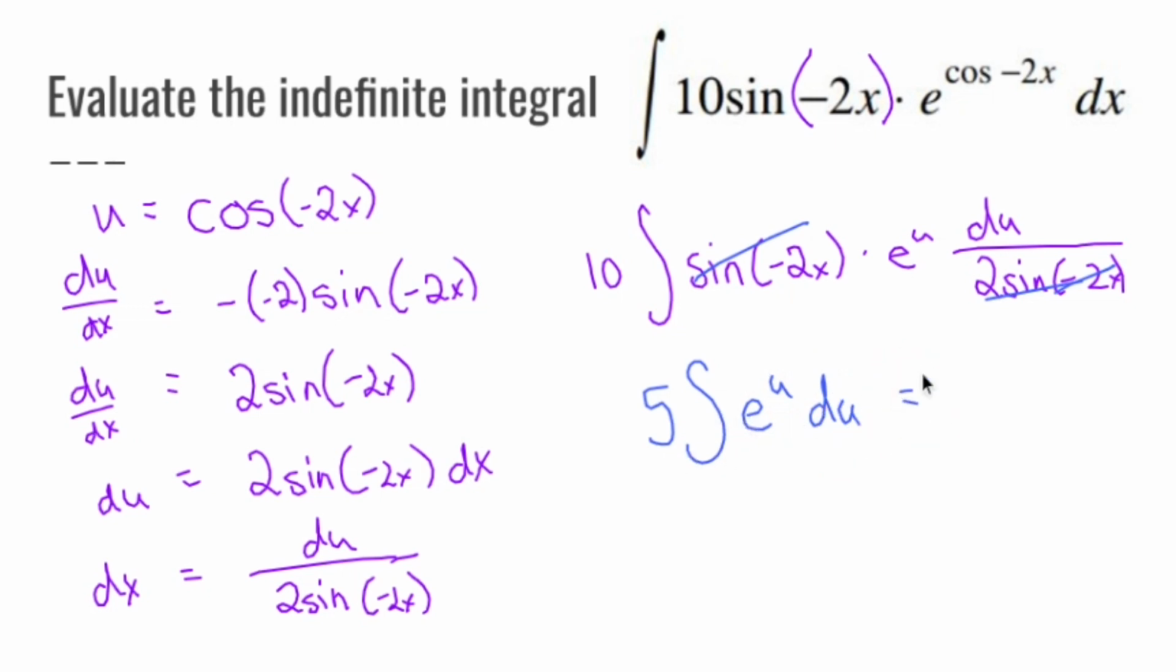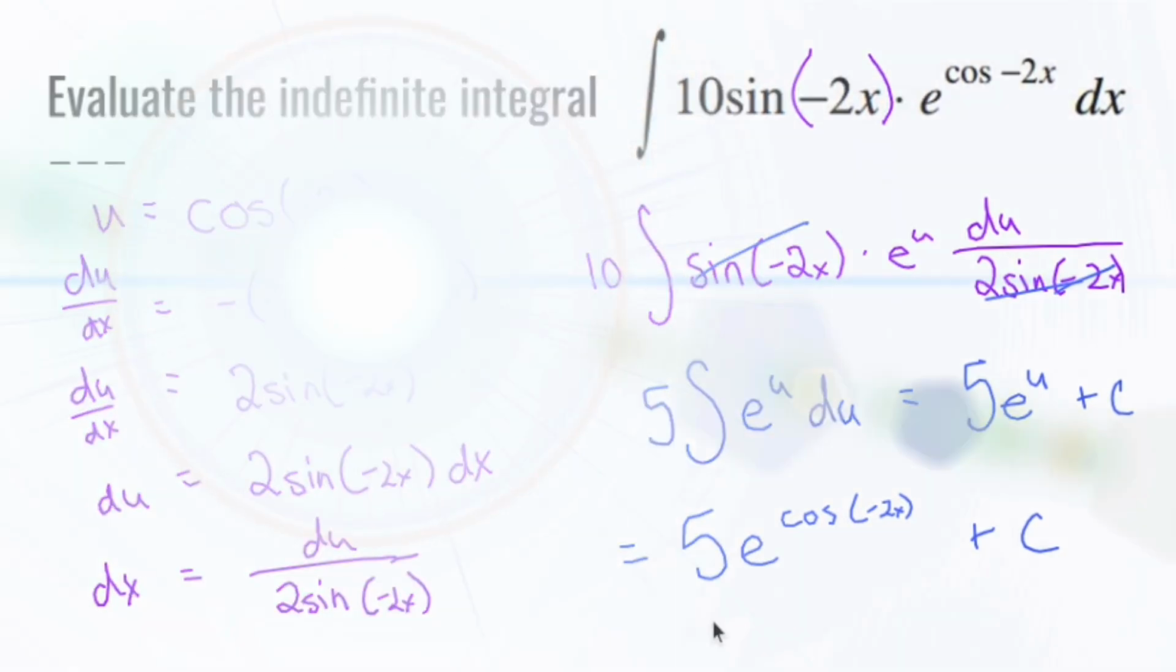Okay, the integral of e to the u is e to the u. So I have 5e to the u plus c. What was u? Well, my final answer is going to be 5e to the cos negative 2x plus c. Don't forget about your constant floating around at the end. That is my answer for this indefinite integral.